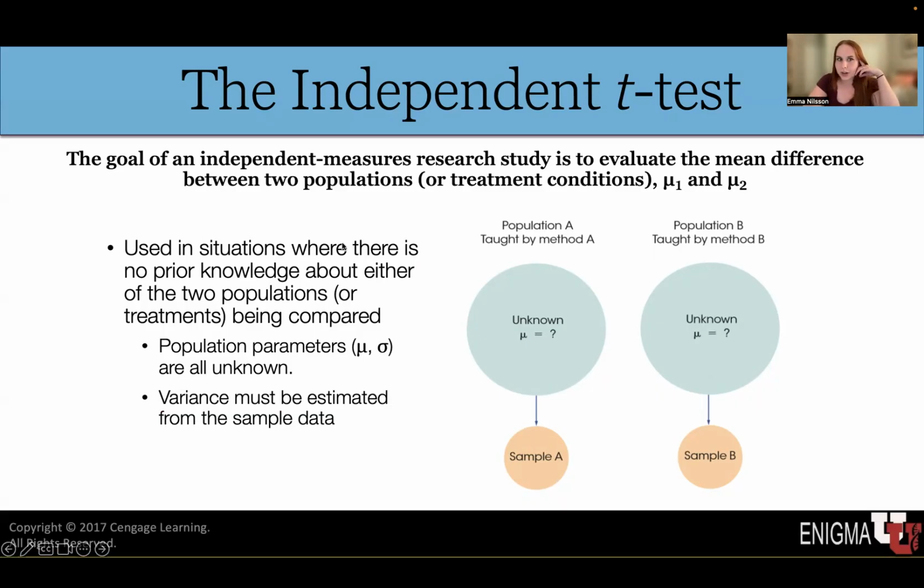We're going to use this in situations where we don't have any knowledge about the 2 populations that we're studying. We don't know the mean, we don't know the standard deviation, we don't know anything about any of the population parameters. And what that means is the variance of our population, which is very important in statistics, as we've seen in pretty much all of our statistics formulas, must be estimated from our sample data, not from our population data. From population A, we get sample A, population B, we get sample B.